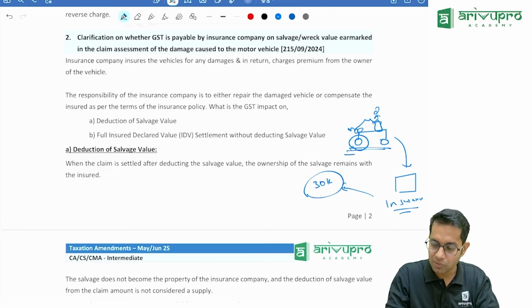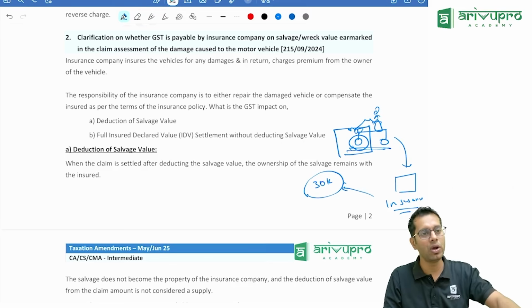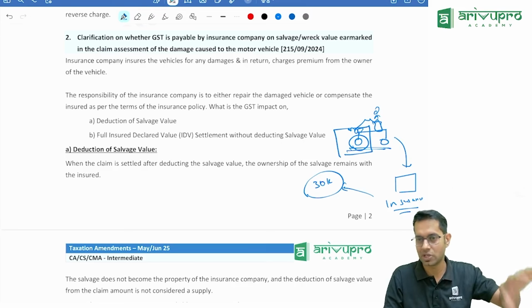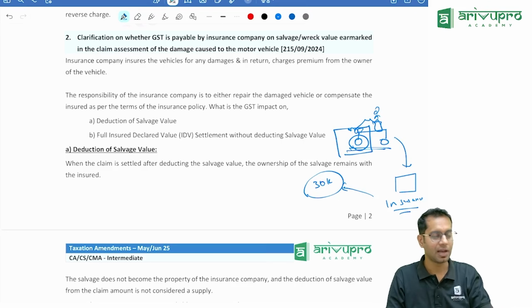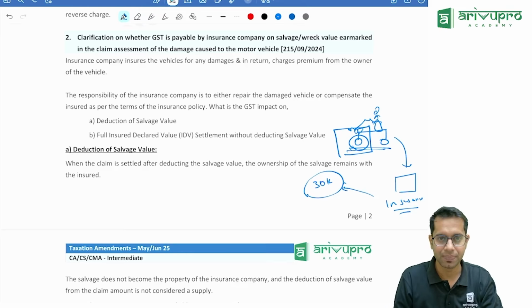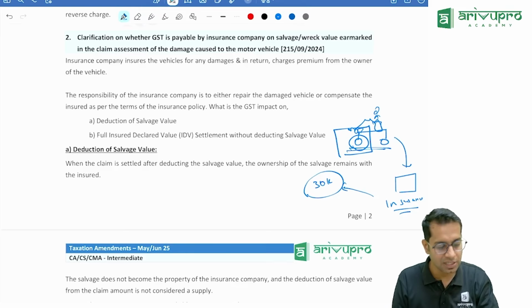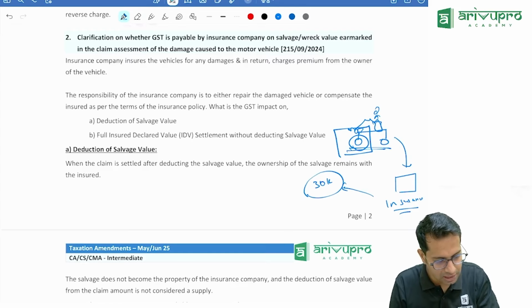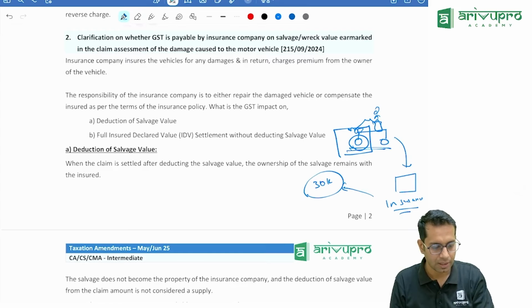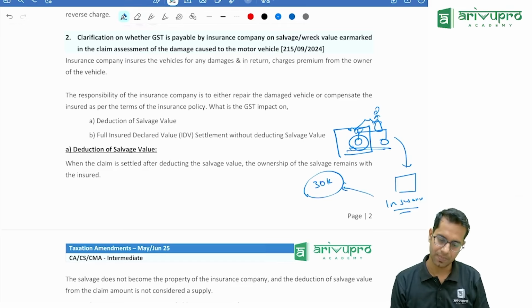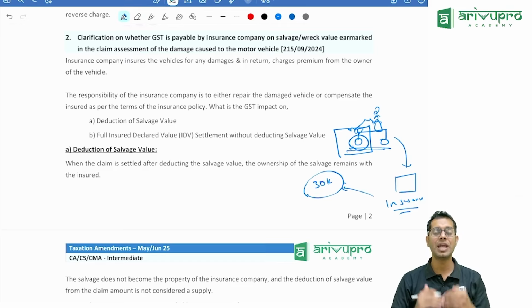But the question is, what will happen to the old tire, the suspension bar or the handlebar, which the insurance company will take? Is GST applicable on these items which the insurance company has taken or not? Here they have told it depends on the type of insurance you have.